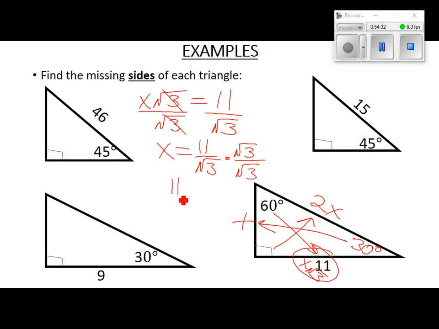On top we end up with 11 radical 3. On bottom, square root of 3 times square root of 3 is square root of 9. What is square root of 9? Will 3 go into 11 evenly? Look what we can do. This 3 and that 3, guess what we can do with them?